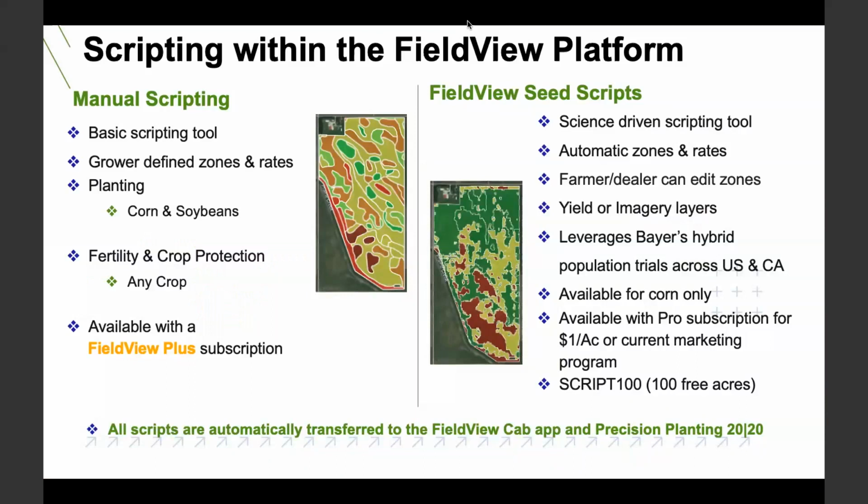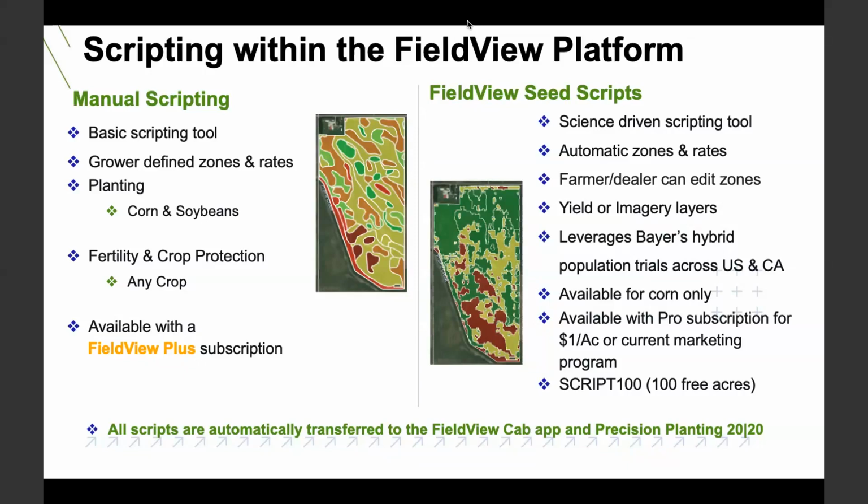The first one is manual scripting. This is something that's actually included in your FieldView subscription, the subscription you get every year. It's a basic tool. It definitely works for sure. A couple of things about this is you as the grower or as the retailer will actually sit down and define the zones and the rates. Nothing is automated for you. You can use this for planting corn, beans, wheat, any crop that you're planting. You can also use this for fertility and crop protection scripts. And like I said before, this is included in your subscription already, so this is not an additional cost.